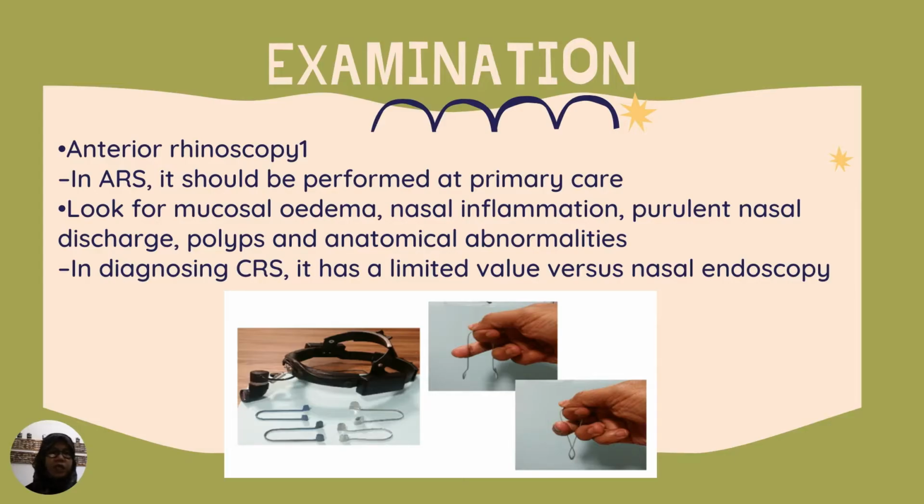Physical examination includes anterior rhinoscopy. In primary setting, if you suspect your patient is having acute rhinosinusitis, please perform anterior rhinoscopy. You will be able to see mucosal edema, inflammation, mucopus, and sometimes you can even find very huge polyps, tumors, or anatomical abnormalities like deviated nasal septum. For CRS, anterior rhinoscopy has limited value. We do perform nasal endoscopy to diagnose CRS.